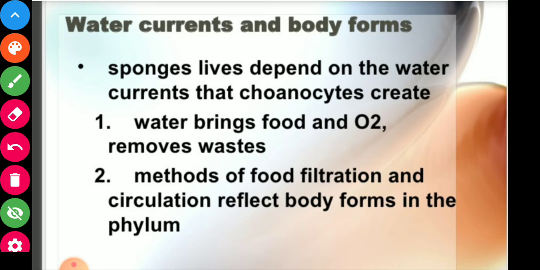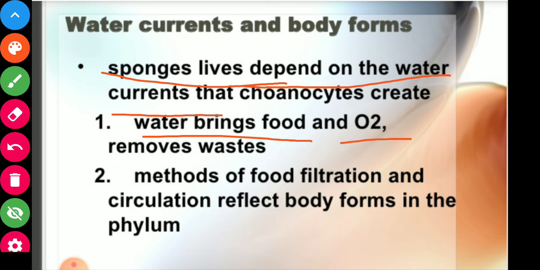Water currents and body forms. Sponges' lives depend on the water, and with the water current they also obtain their food. Water brings food and oxygen and removes waste also. Methods of food filtration and circulation reflect body forms in the phylum. So this is a characteristic of exchange of substances through the water and body.